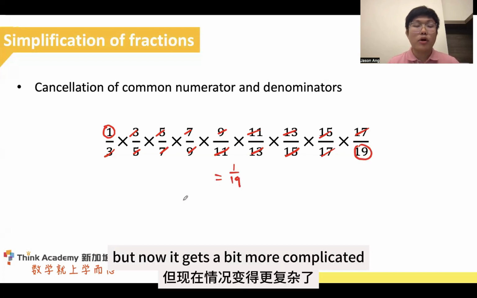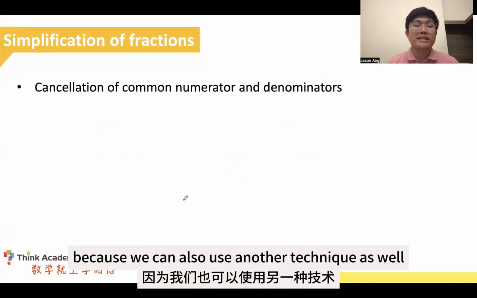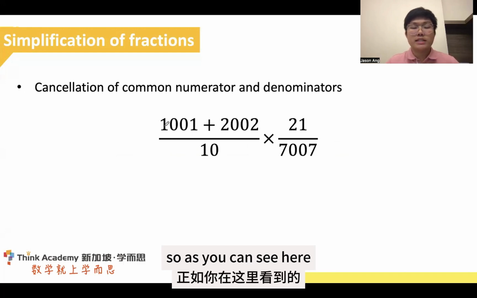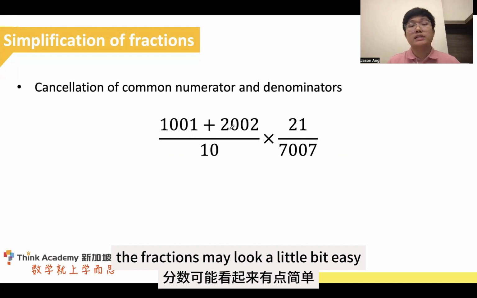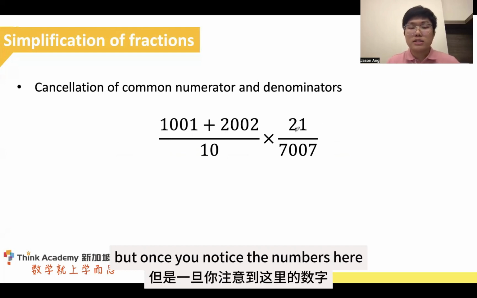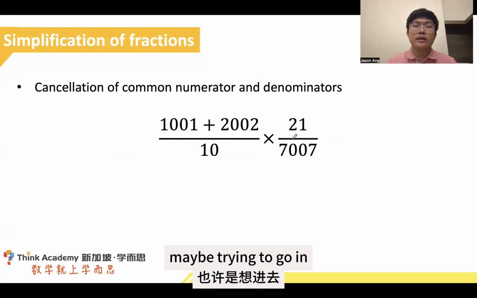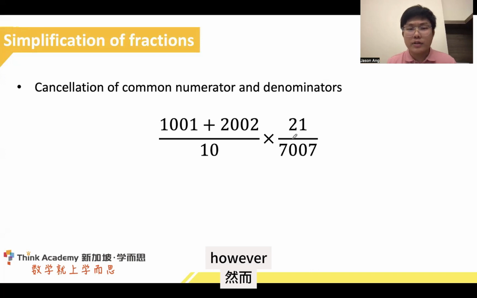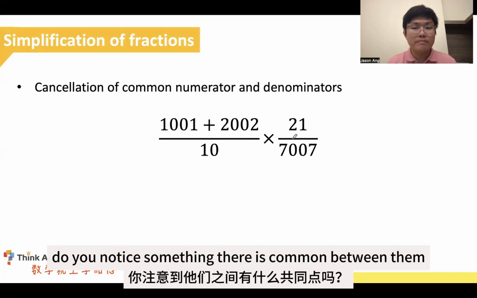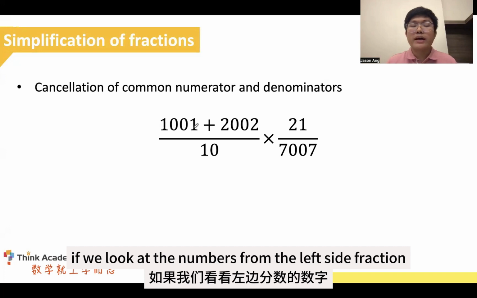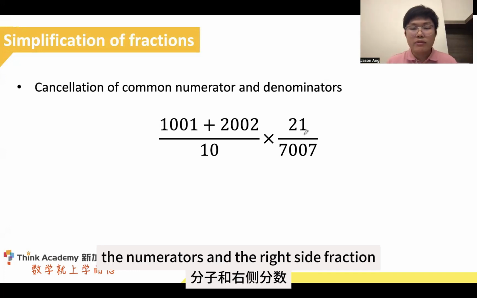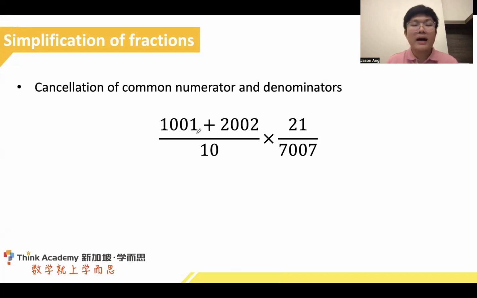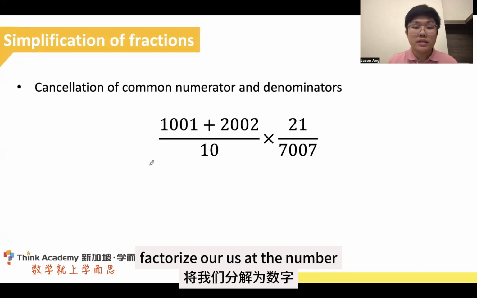But now it gets a bit more complicated, because we can also use another technique, which is to factorize out some common parts. As you can see here, the fractions may look easy if you were to try to solve them like that. But once you notice the numbers, trying to simplify the fractions individually, then combining them, may prove a little bit difficult. However, do you notice something common between them? If we look at the numerators of the left side fraction and the denominator of the right side fraction, we actually see 1, 0, 0, 1. This means that we can factorize out a certain number.